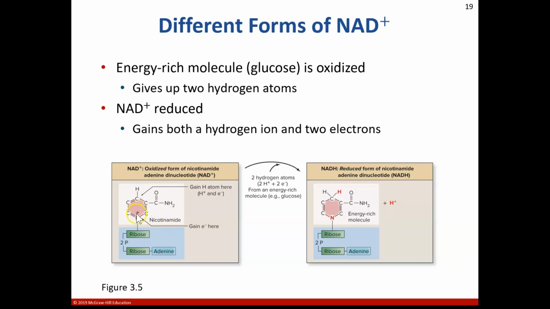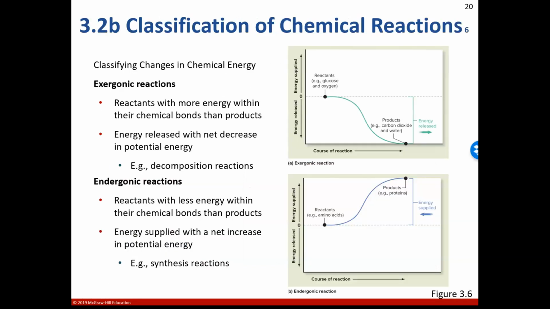That's why we first have this plus symbol here, and then now because it gained that electron, we are neutral. We don't have that positive charge on this nitrogen. And we said that second hydrogen is just going to the external environment. Now let's move into classifying our chemical reactions.